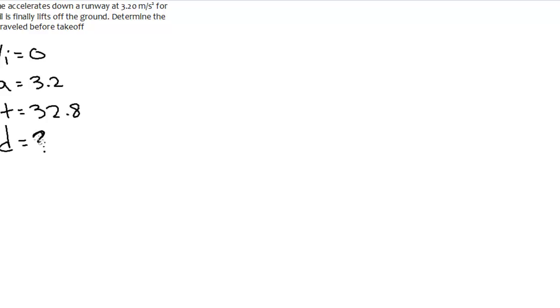We need to look. Do we have an equation that deals with these four variables? And this is going to be our D equals initial velocity times time plus 1/2 AT squared. So the D, that's our unknown, so we're going to leave that.